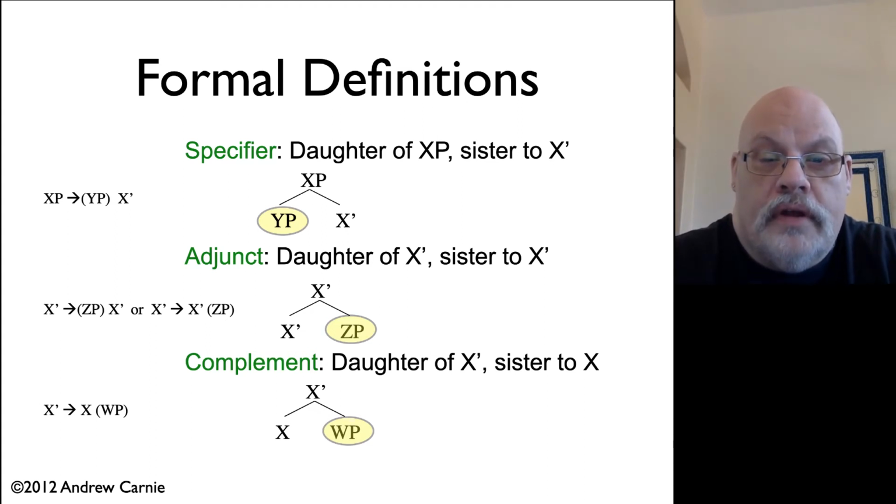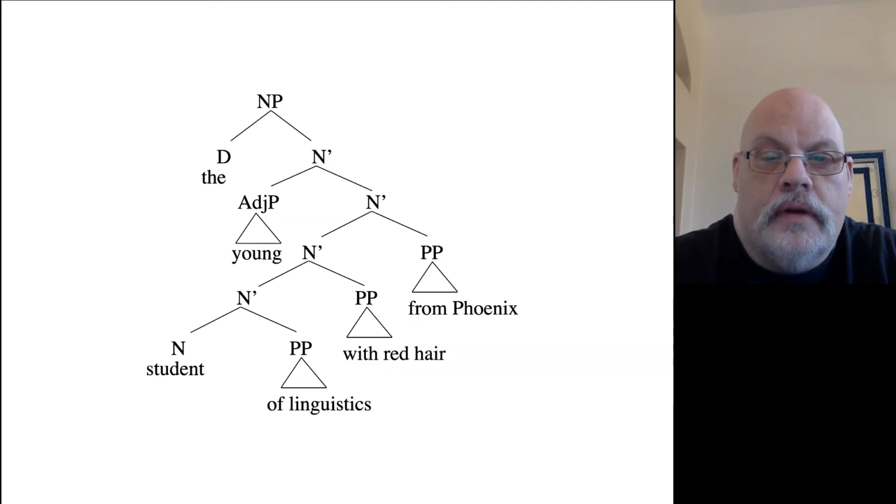With those definitions in place, we can now test to see whether there are actually distinctions among these modifier types. So let's have a look at this tree structure here and look at what modifiers play what role. So first of all, our determiner is a specifier. It's the daughter of a noun phrase, sister to a bar.